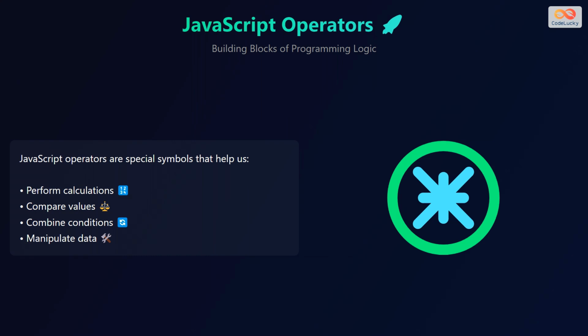JavaScript operators are special symbols that help us perform calculations, compare values, combine conditions, and manipulate data. They are the building blocks of programming logic.